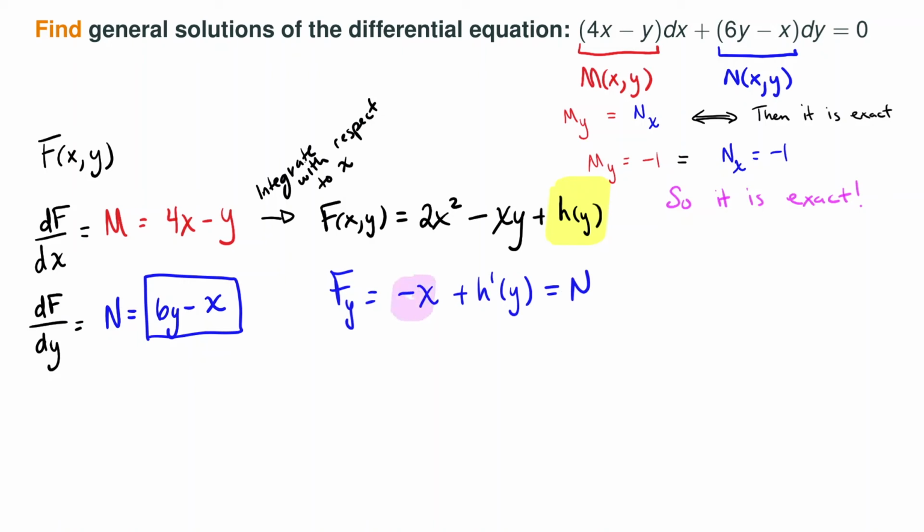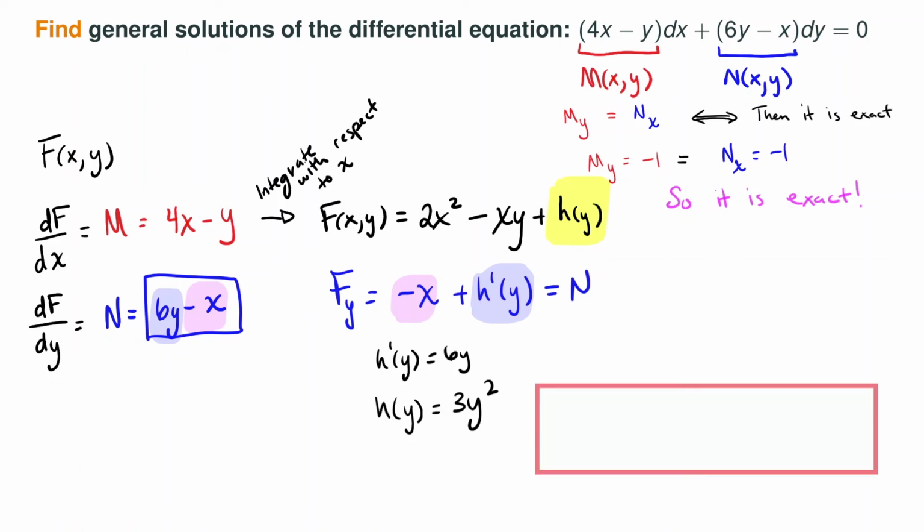So we see I have our minus x here, which tells us that the derivative of our term only involving y is 6y. So h prime of y is 6y. Integrating that, we get our function h of y is 3y squared. And with that, we can substitute that into our capital F of x comma y. So our implicit solution for this exact equation is an arbitrary constant equals 2x squared minus xy plus 3y squared.